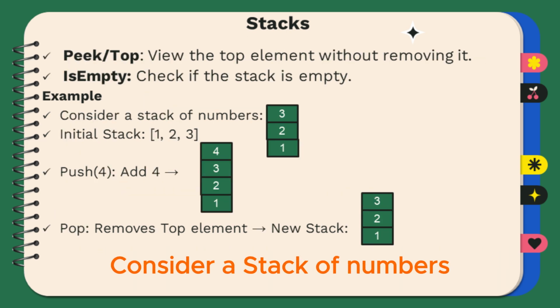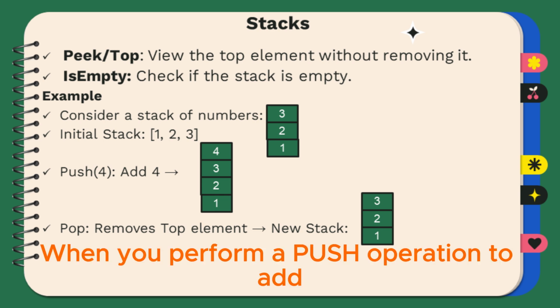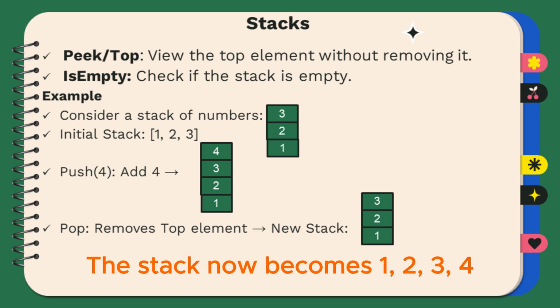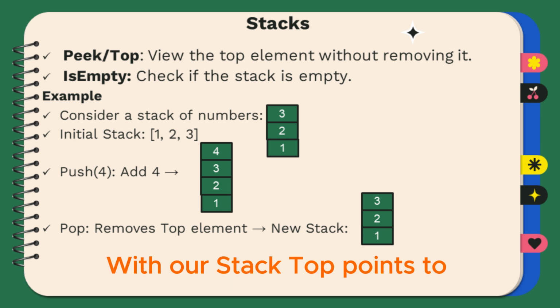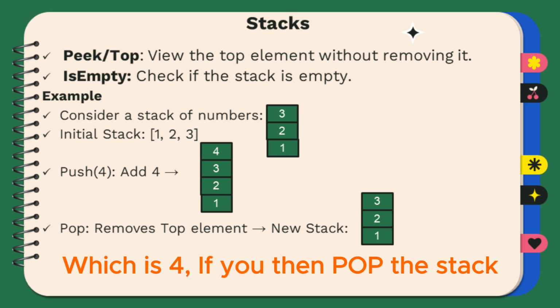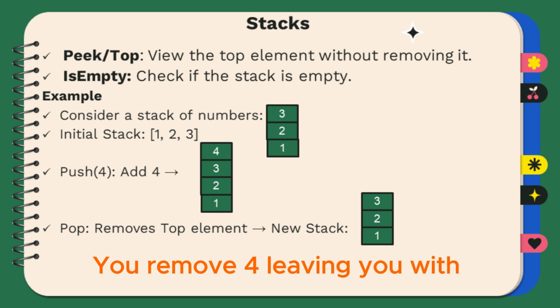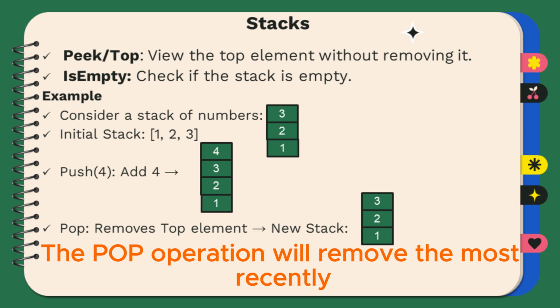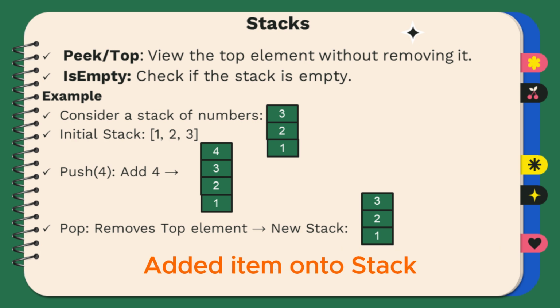Consider a stack of numbers. When you perform a push operation to add the number 4 on the top of the stack, the stack now becomes 1, 2, 3, 4, with our stack top pointing to the most recently added element, which is 4. If you then pop the stack, you remove 4, leaving you with 1, 2, and 3. As we have discussed previously, the pop operation will remove the most recently added item on the stack.